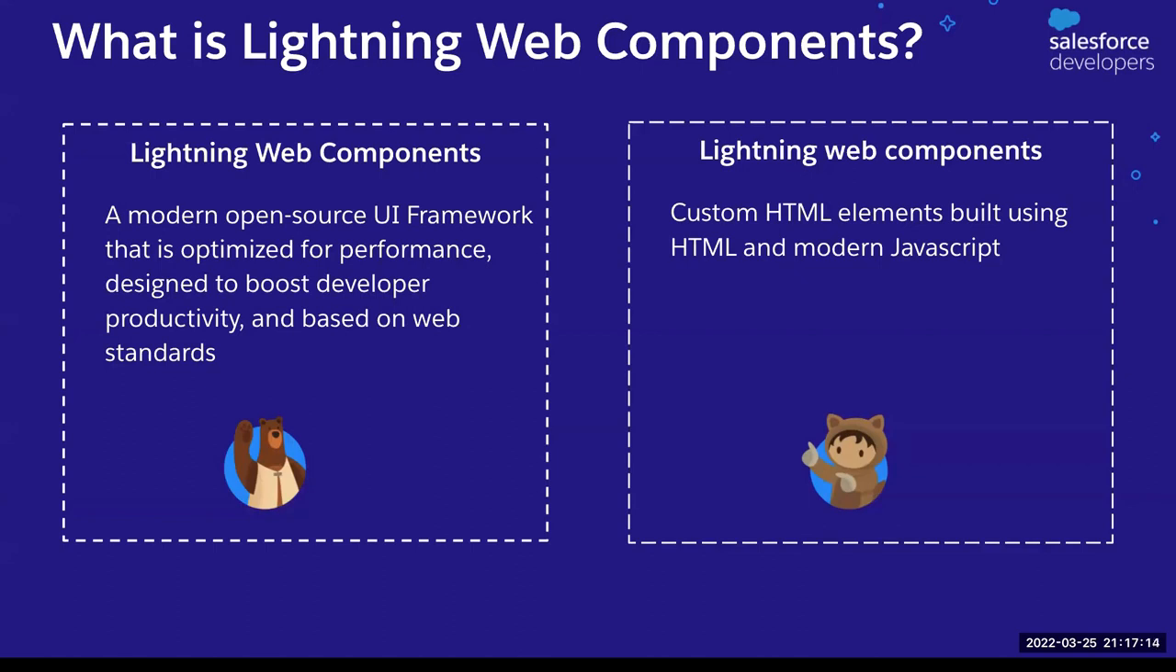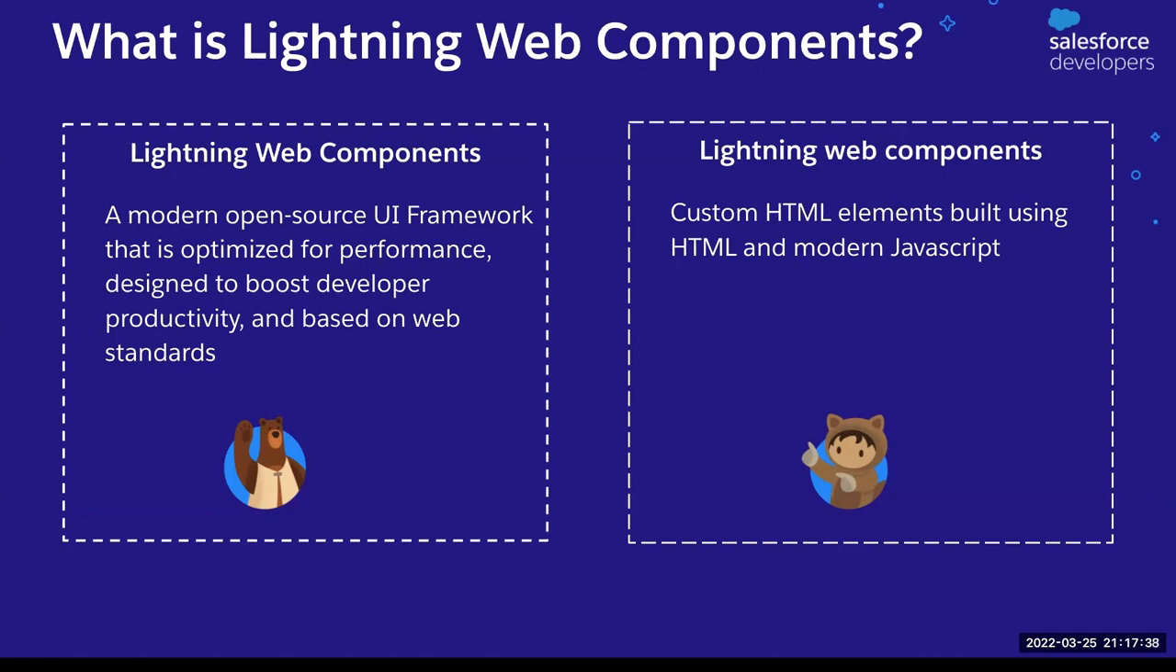This definition at this point of time may look a little complex, but don't worry, we are going to break it down and understand the meaning of each part. As I said, it's an open source UI framework, which means you can find the source code of how Lightning Web Components is implemented in an open source repository. It is hosted on GitHub. And it is optimized for performance.